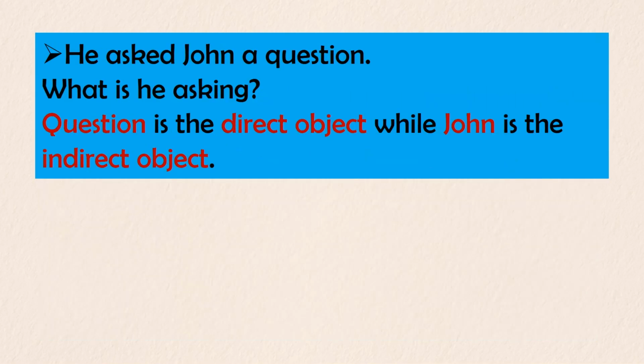He asked John a question. What is he asking? Question is the direct object, while John is the indirect object.